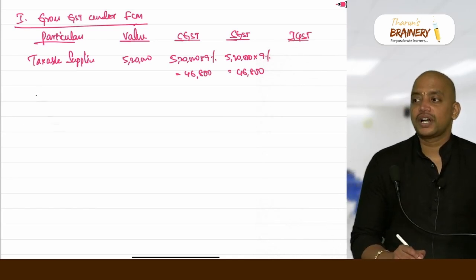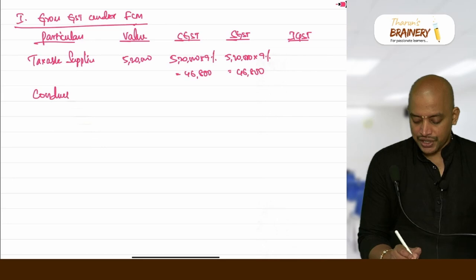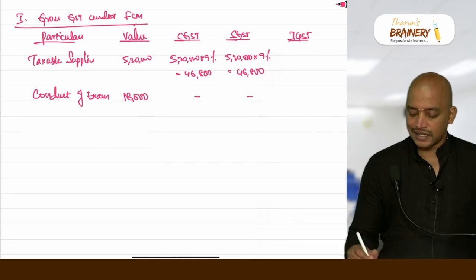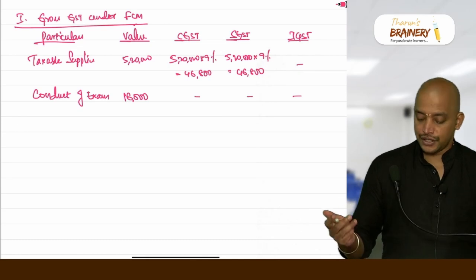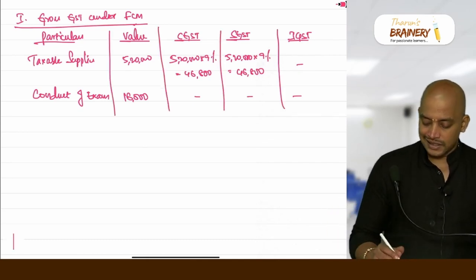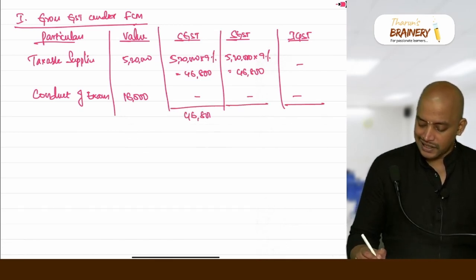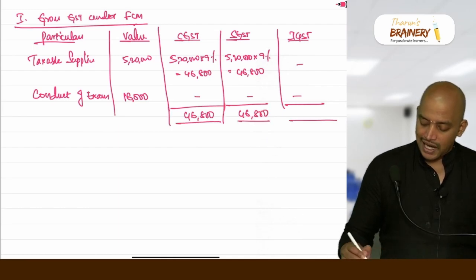Next, outward supply. Whatever comes in first statement, you tell me. So, conduct of examination. How much? 16,000. It is exempted. We don't have any liability, but we need to write the note for that. So accordingly, this statement is completed with 46,800. Now, next one, RCM.